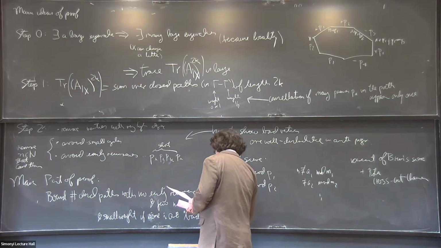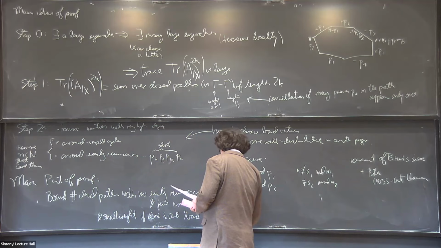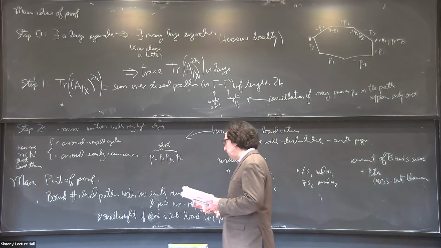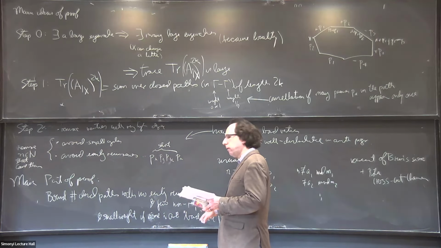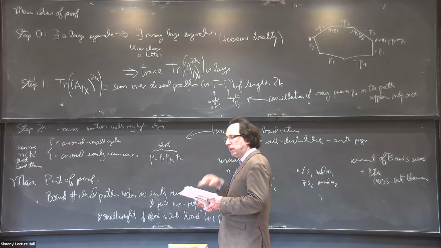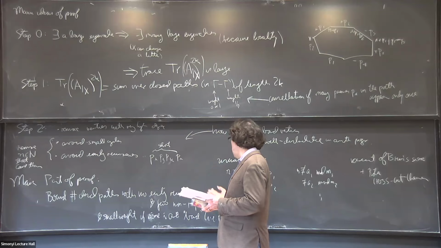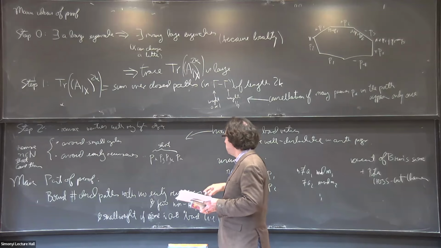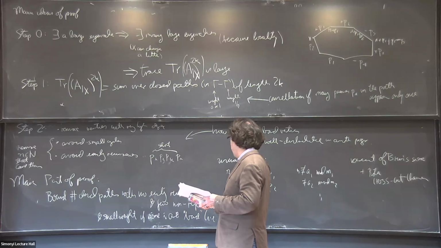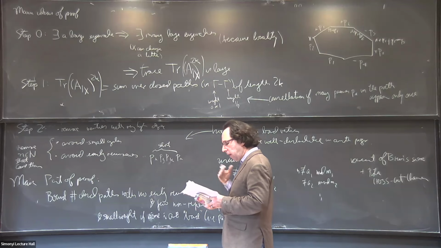In fact, for simplicity in what remains of the exposition, you will not be lying to yourself if you just ignore this and just require all the indices to be good. Say we're just counting closed paths in the original graph gamma with no early recurrences in that sense, and not few non-repeated. So you're just counting closed paths.